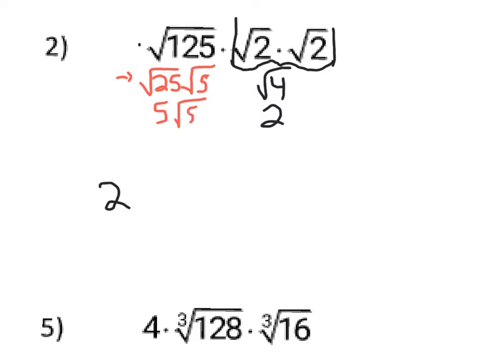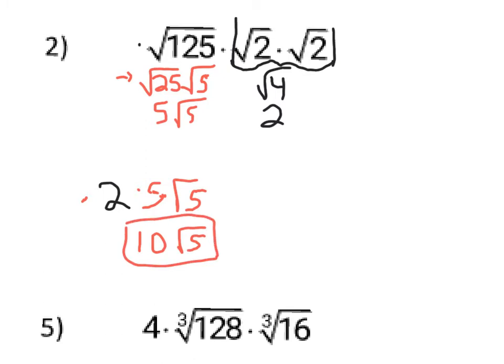But remember, we have this 2 hanging out down here. So really we have 2 times 5 times square root of 5. And the two numbers that are not radicals can be multiplied together. And so we end up with 10 root 5.